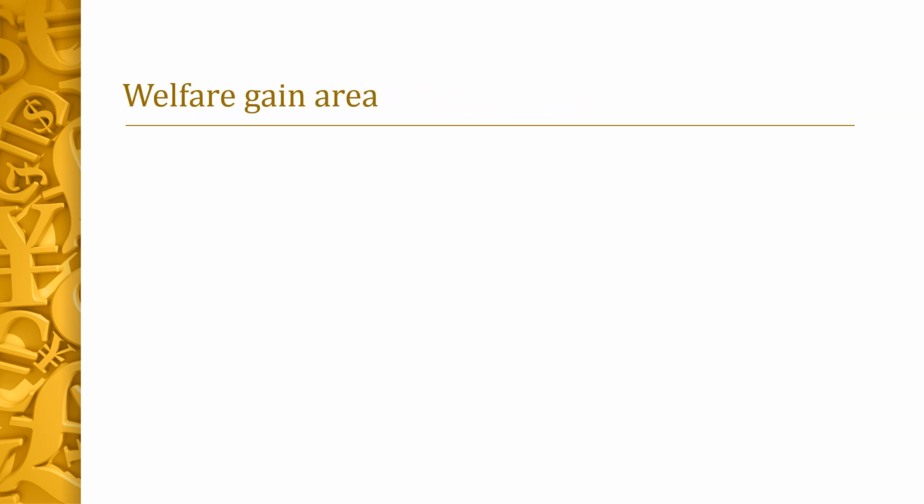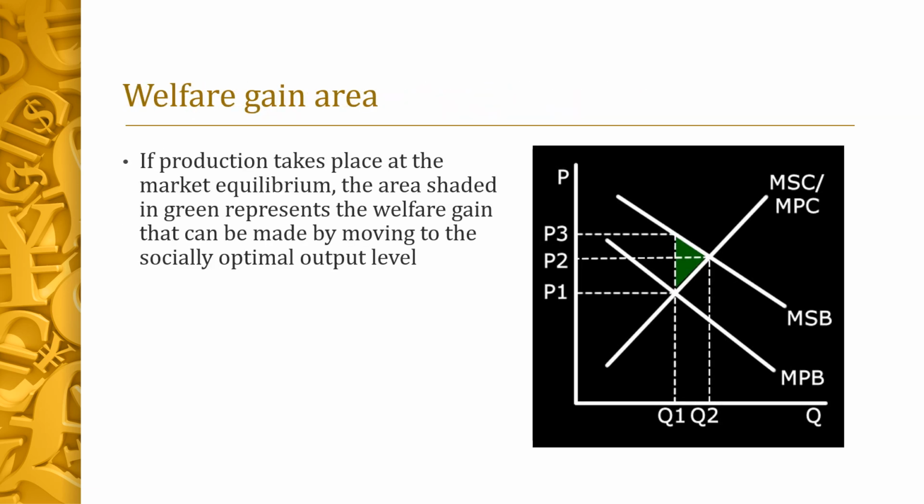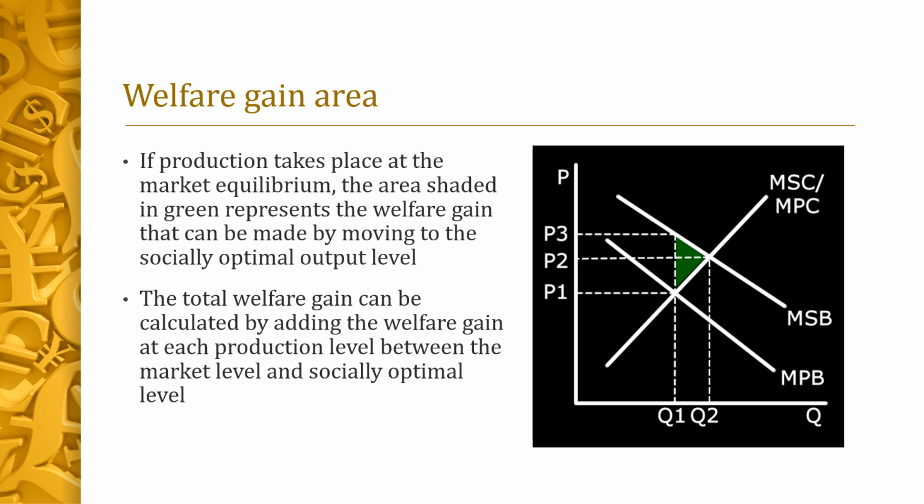If production takes place at the market equilibrium, where we have a product with positive externalities of consumption, then we will see undersupply. The area shaded in green will represent the welfare gain that can be made by moving to the socially optimal output level instead of the market level. The total welfare gain can be calculated by adding the welfare gain at each level of production between the market level and the socially optimal level.